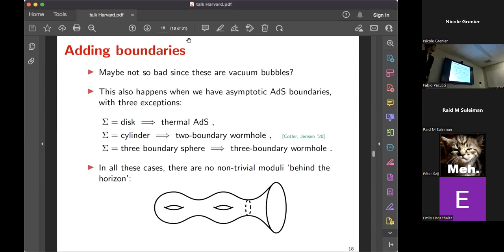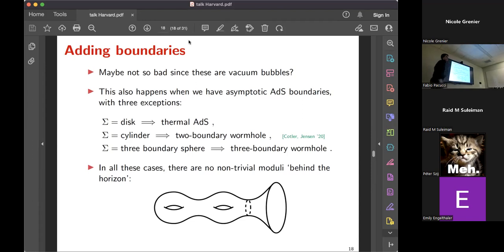All right. So you might say, maybe that's not so bad, since these are just vacuum bubbles, essentially. There are some closed three-dimensional manifolds. They contribute to the gravitational path integral, but fine, I'll just throw them away because they go into some normalization of the vacuum. I don't care. However, this also happens if you have asymptotic AdS boundaries, so that also happens when sigma has some boundaries. Then it's a little bit harder to see because you have to keep track of these boundary excitations, but you can still repeat the same calculations. And there are basically just 3 exceptions for sigma where you get a finite answer. For all the other ones, you get an infinite answer.